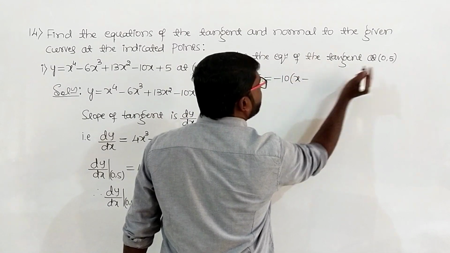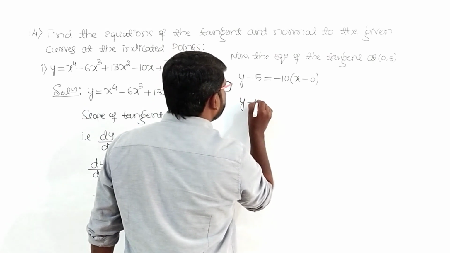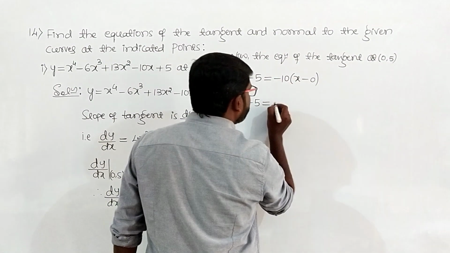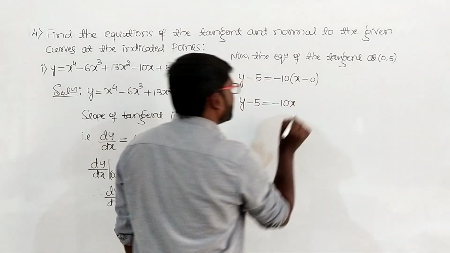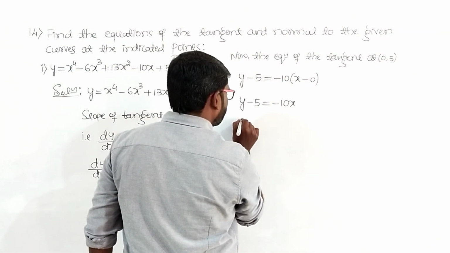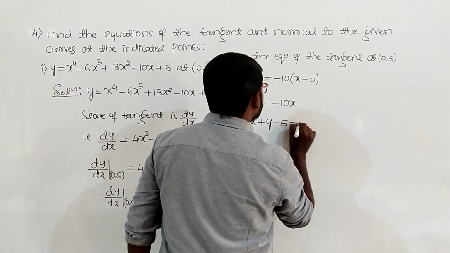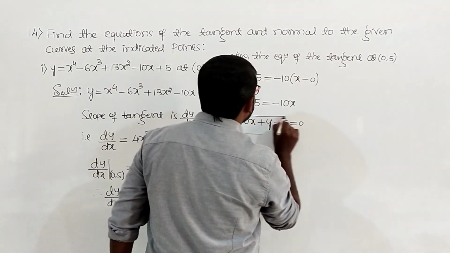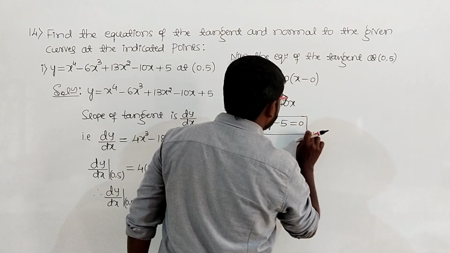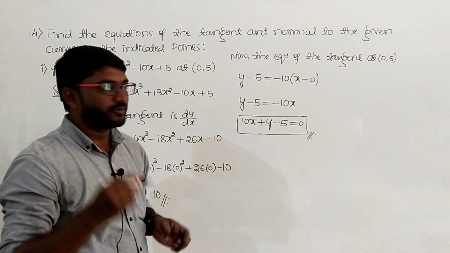What is x naught here? X naught is 0. So now y minus 5 equals x minus 0, it is x. X into minus 10 will be minus 10x. So now I take minus 10x to the left hand side, it becomes plus 10x. So 10x plus y minus 5 equals 0. This is the required equation of the tangent at 0 comma 5. Or else this can also be written as y plus 10x minus 5 equals 0.